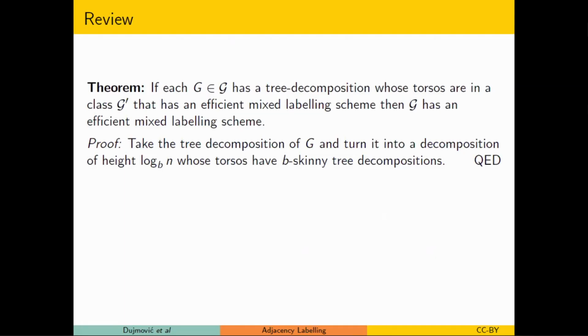And then here's the proof of the main theorem. If you have a graph class, and every graph in that class has a tree decomposition whose torsos are in a class that has an efficient mixed labeling scheme, then your class has an efficient mixed labeling scheme. The proof is: take the tree decomposition, turn it into a decomposition of height log base B of n, where each torso has a B-skinny tree decomposition. Apply the previous two results to those things.